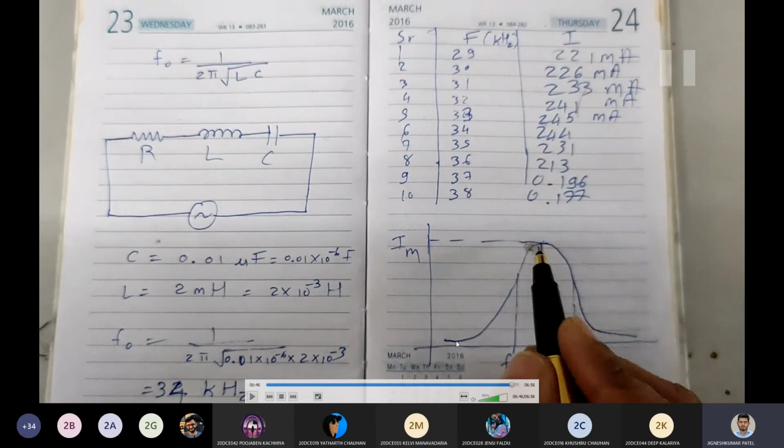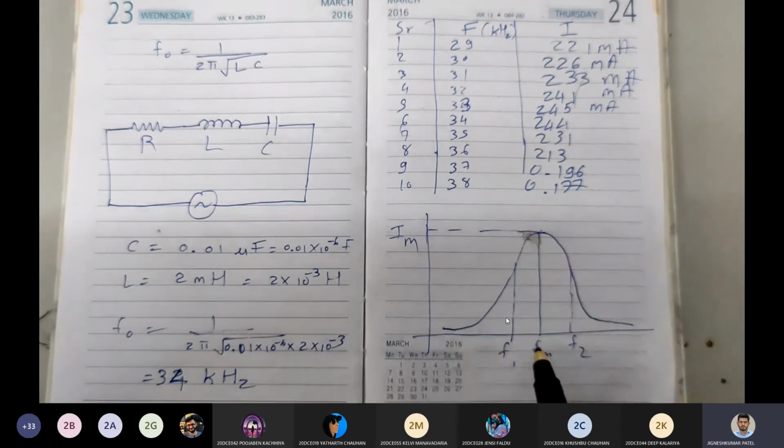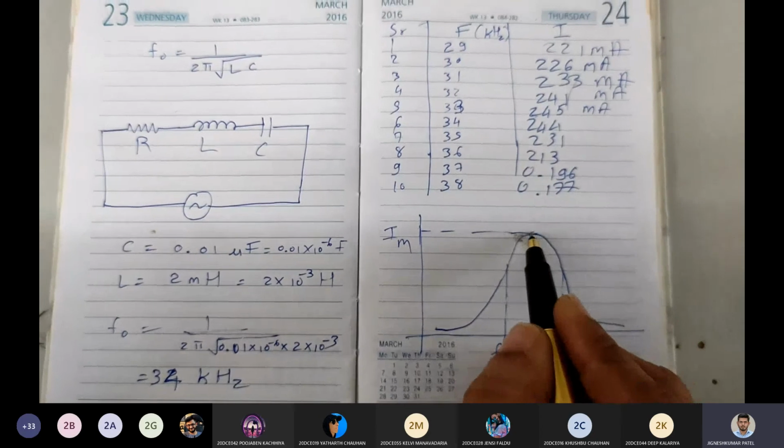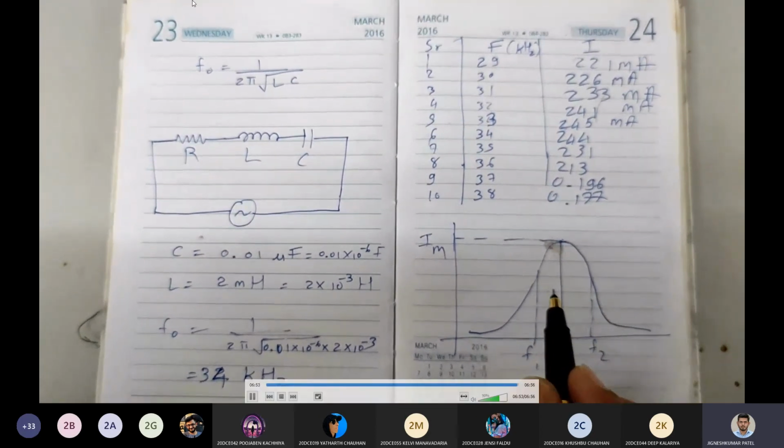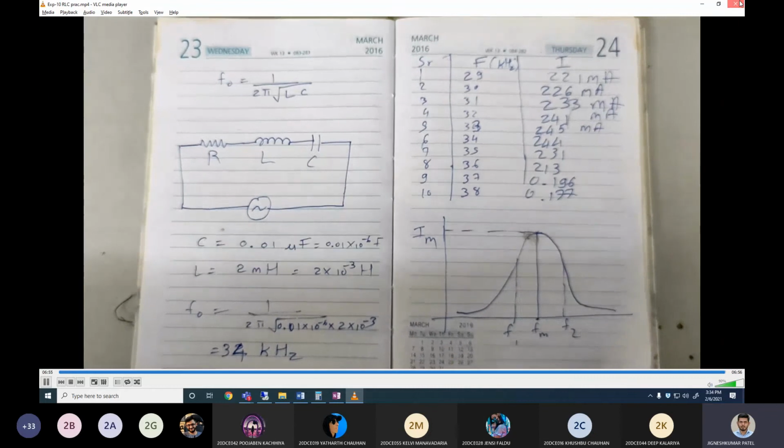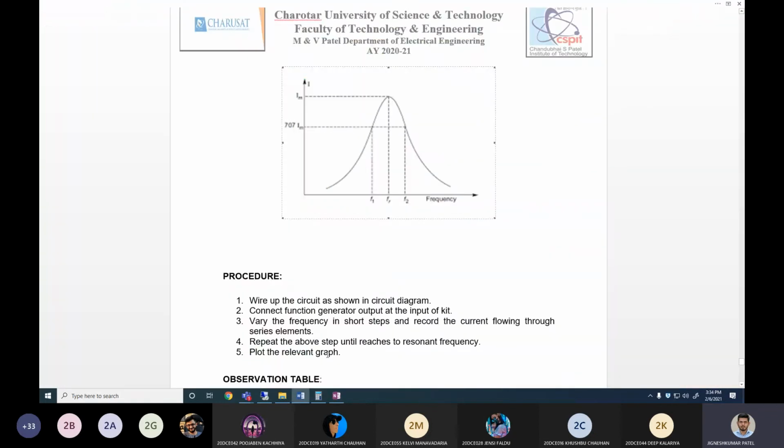If you want the whole curve, then you have to take readings in a wide frequency range. 29 is very near to the resonance frequency. If you start with 1 kilohertz and reach up to somewhere around 50 kilohertz, then you can get this kind of curve. And at this 34 kilohertz, we reach the maximum current value. So this is all from the practical of the series resonance circuit. This is what a series resonance looks like.